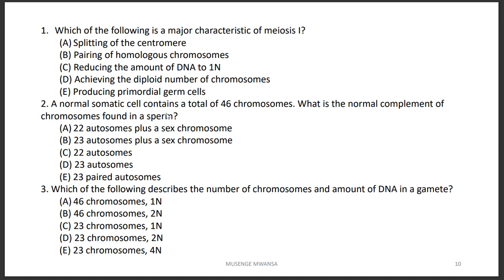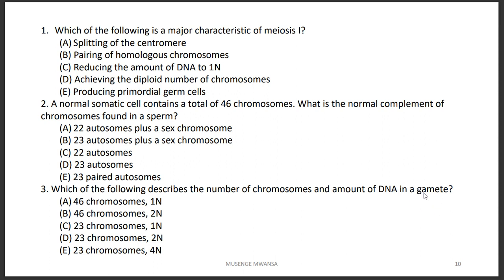A normal somatic cell contains a total of 46 chromosomes. What is the normal complement of chromosomes found in a sperm? So we know a sperm is only having 23 chromosomes. Of the 23, 22 are autosomes, and then only one is going to be a sex chromosome. So it is 22 autosomes plus a sex chromosome. That is A.